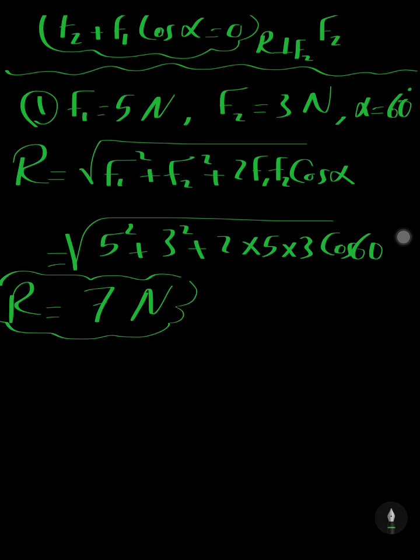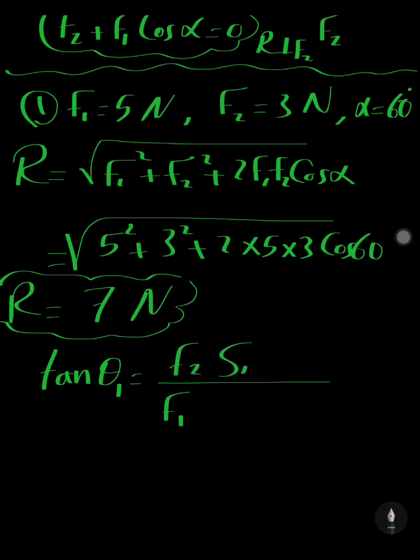We want to find the direction of the resultant. Direction of the resultant means the angle between the resultant and the first force, or the angle between the resultant and the second force, any one of them. To find the angle between the resultant and the first force, theta 1, we use this rule. Tan theta 1 equals F2 over F1, and tan equals sine over cosine. Here F2 sine alpha and here F1 plus F2 cosine alpha.